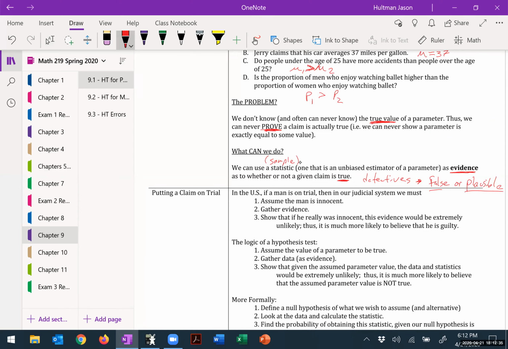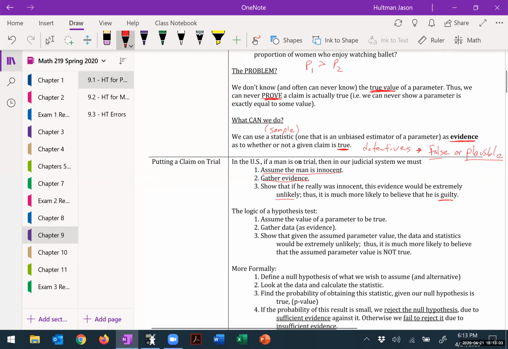Okay, in the US, putting a claim on trial. In the US, if a man is on trial, then in our judicial system we must assume the man is innocent. We gather evidence. We show that if he really was innocent, this evidence would be extremely unlikely. Thus, it is more likely to believe that he is guilty. Okay, so it's the same thing.